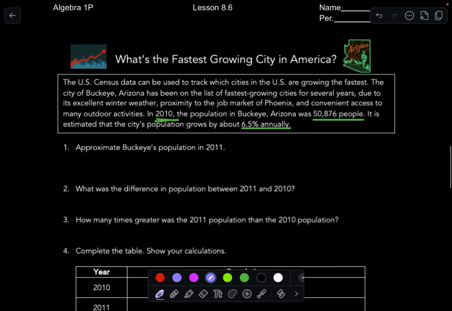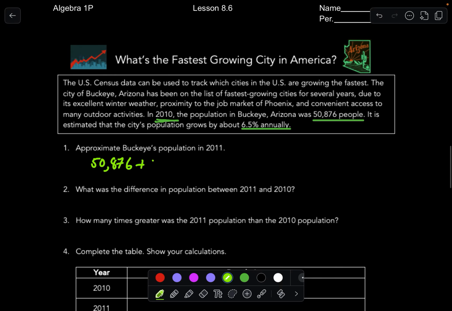Well, that would just be the population in 2010, which was given as 50,876, plus the change. And they said it grows at 6.5% annually. So that would be, again, 50,876 now multiplied by 6.5%, which is written in decimal form as 0.065.